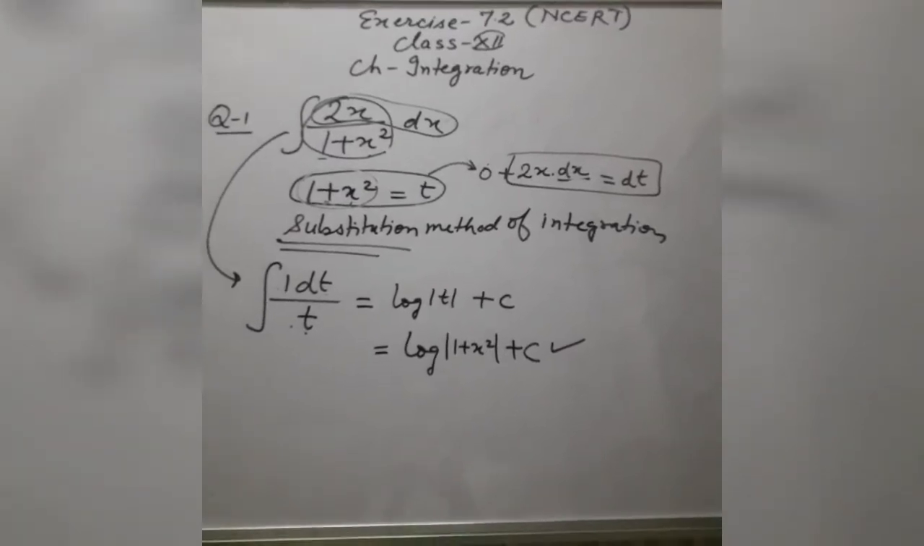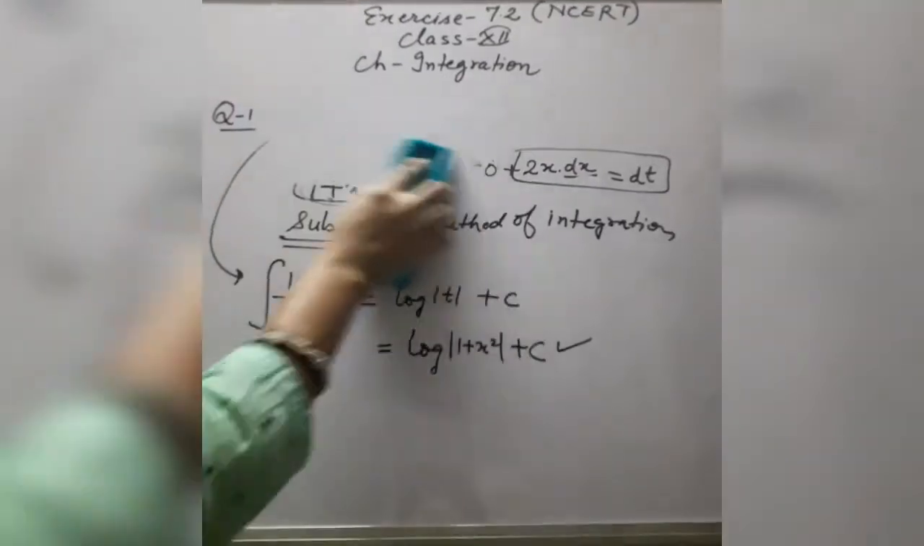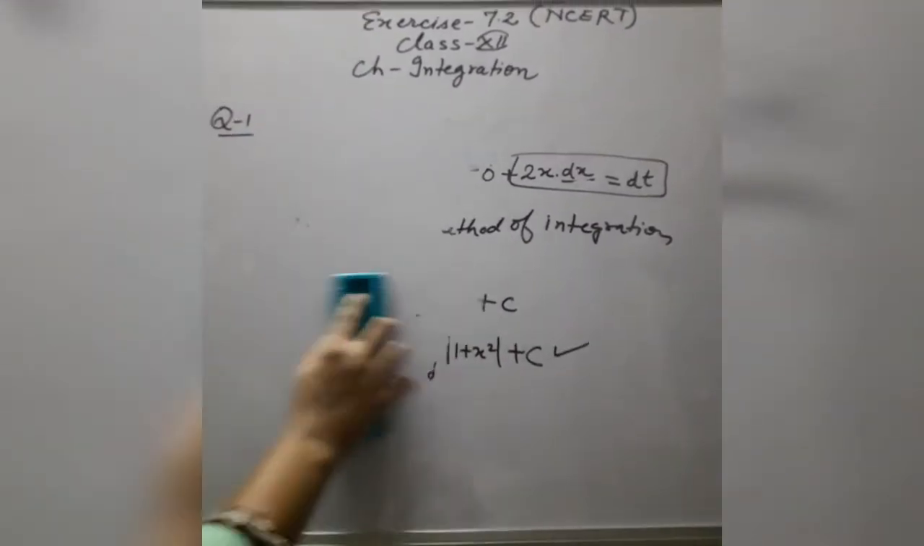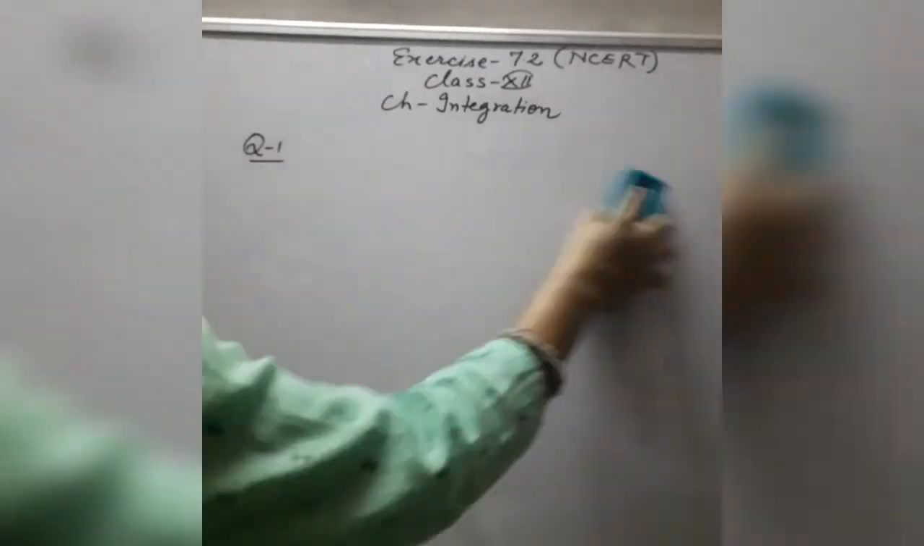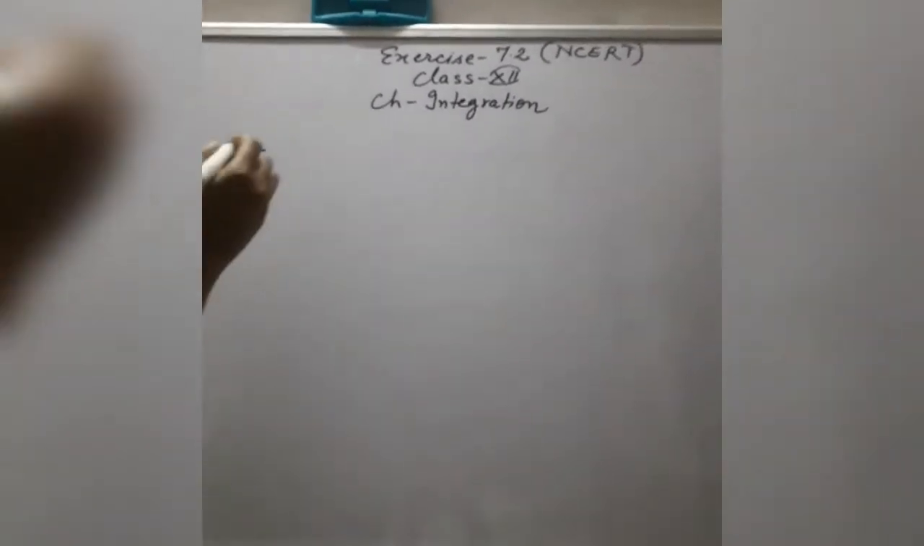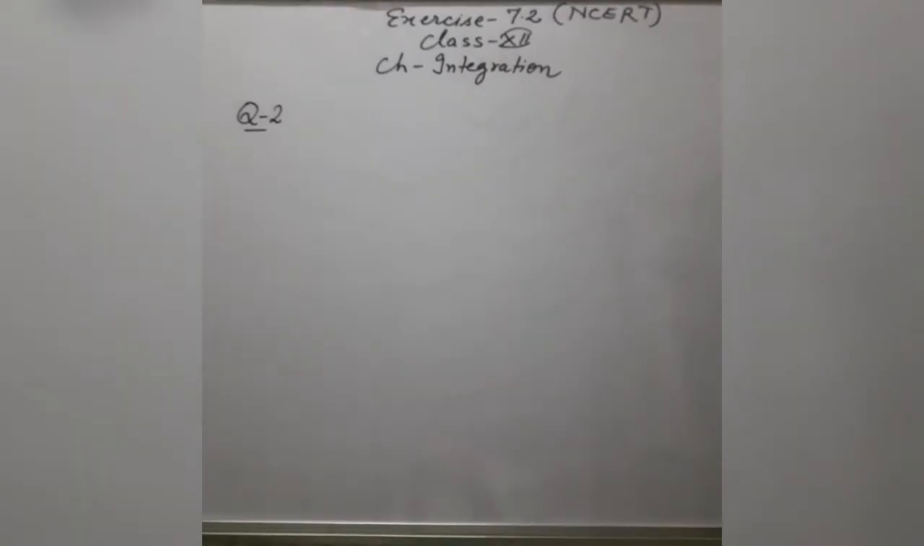Now see question number 2. You just take care of one thing: take the value of t very carefully, so that the derivative of that value also is in the statement. After doing practice, you can very easily identify which term to take as t.